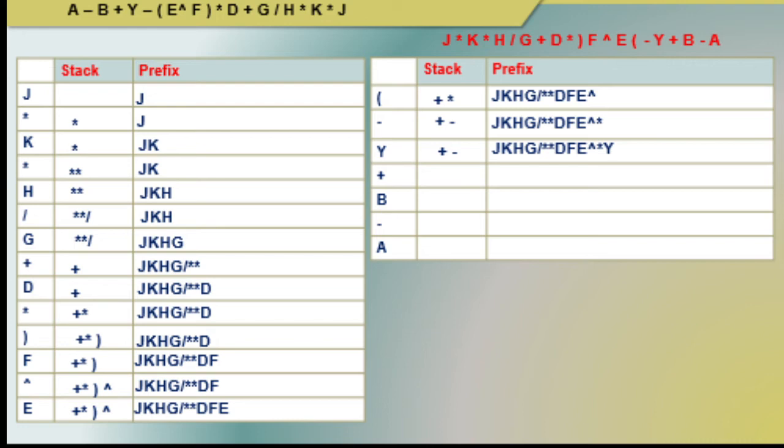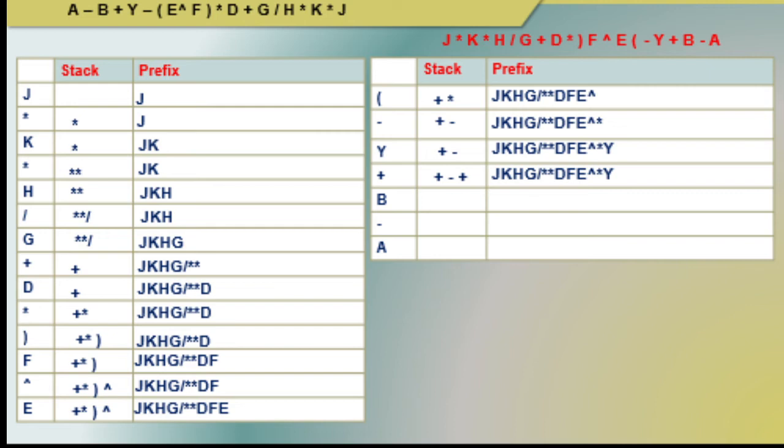And then next we have an addition operator. Okay, so the incoming operator is addition. The top of the stack is subtraction. So addition and subtraction have the same priority. So according to the rule, we must push the incoming operator on the stack. So our stack now contains our addition operator, subtraction operator, and addition operator. And our output now is JKHG, division operator, our two multiplication operators, D, F, E, exponent symbol, multiplication operator, and Y operand.